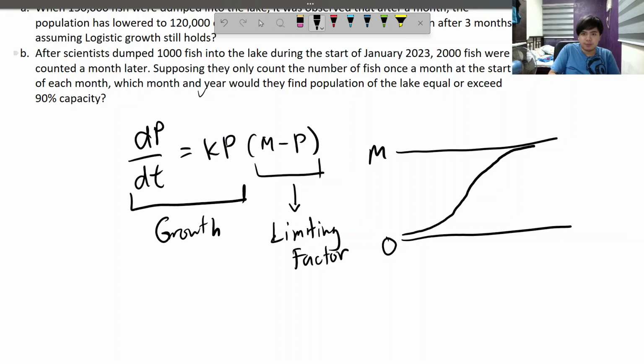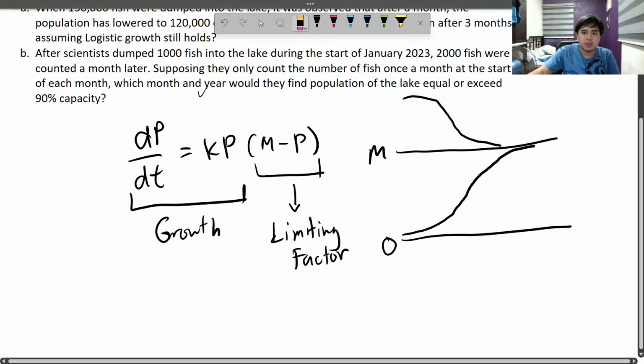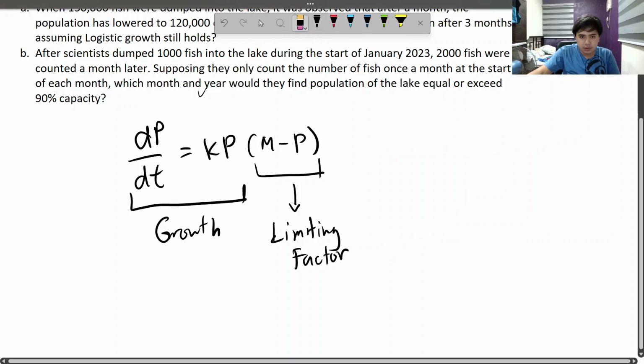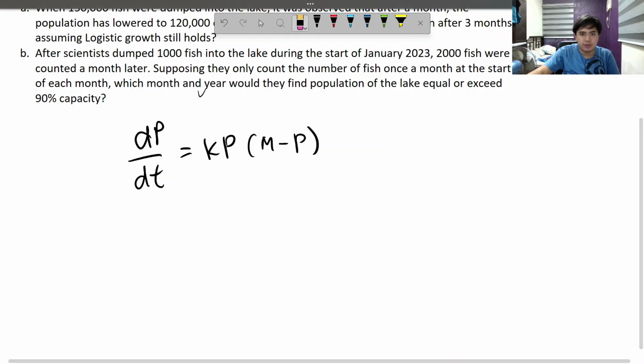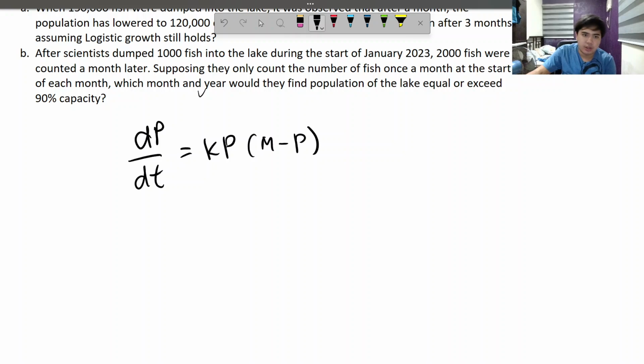And subsequently, if we approach it from the other side, it first decays exponentially, and then as it approaches the maximum, it stabilizes the population. So that's what we're going to be doing here. Before we start anything, we need to find a general solution for this differential equation.